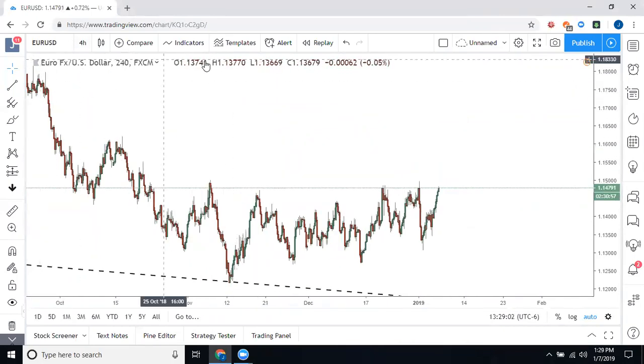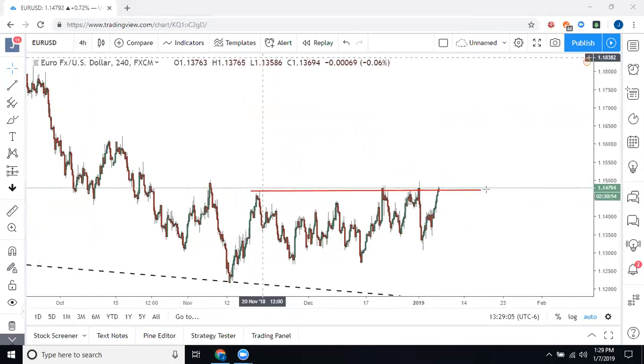This is the 4 hour. We were looking at this last week. We had our ascending triangle. Draw a little bit better.